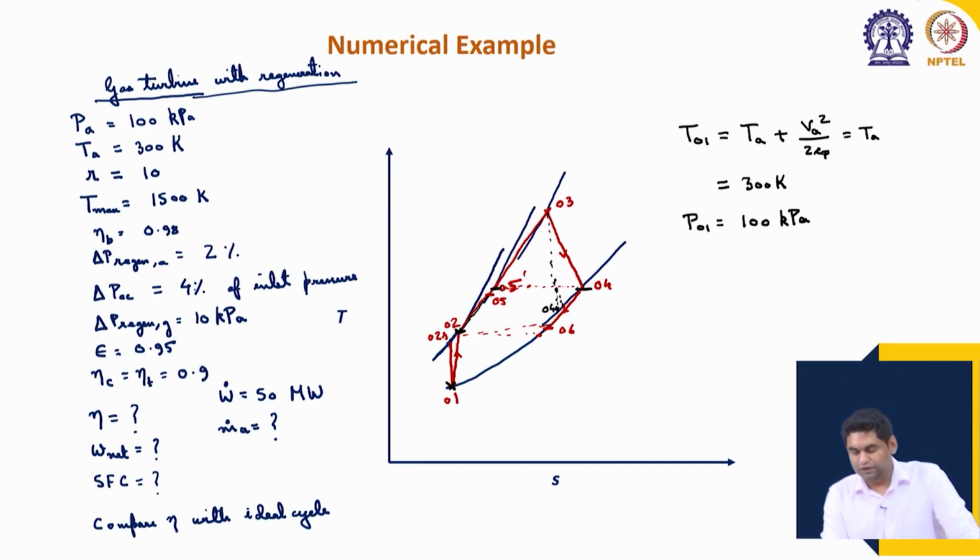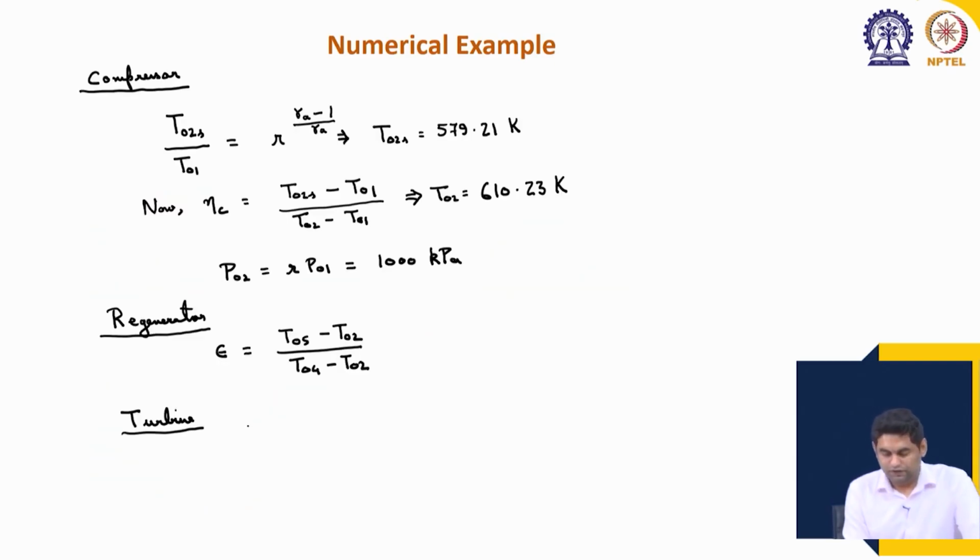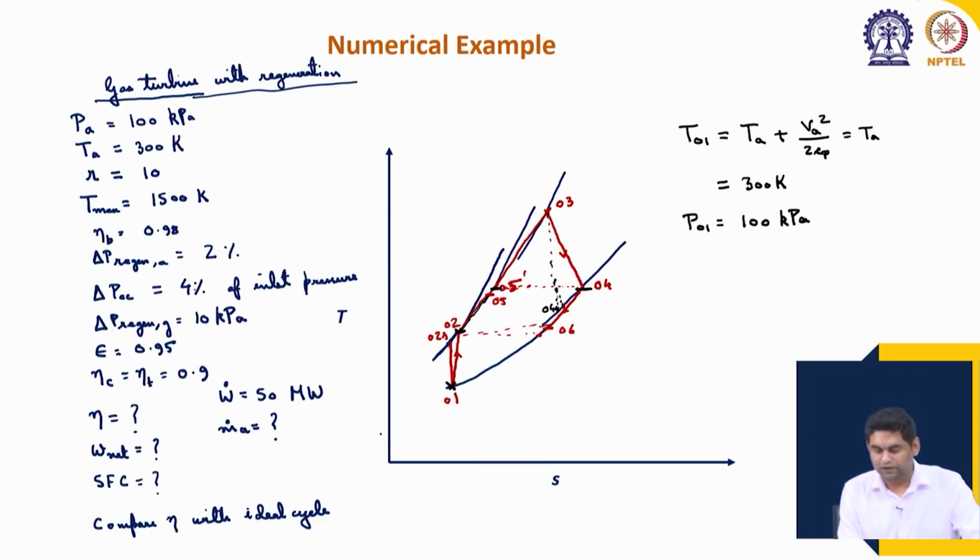So, it is the isentropic process. We can find T04s by T04, sorry, T03, to be equal to P04 by P03, which is 1 by R. Remember that T04s and T04 are both at pressure P04, and this is at pressure P03.